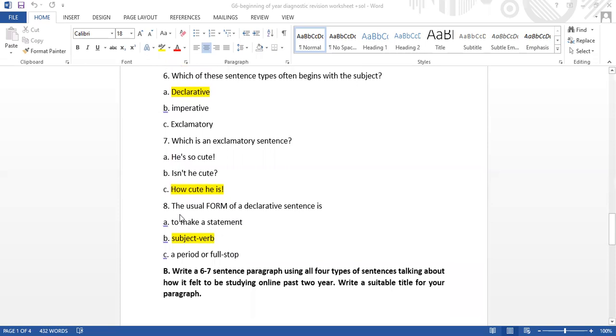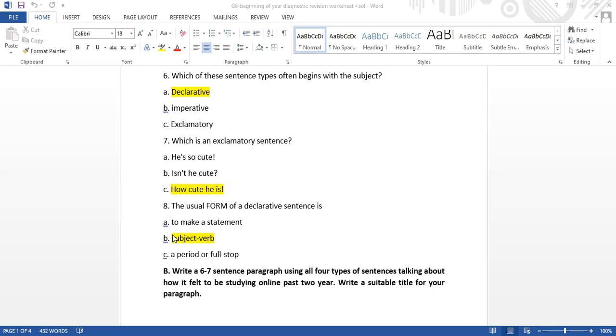Number 8, the usual form of a declarative sentence is: A, to make a statement; B, subject verb; or C, a period or full stop. What's the right answer? Remember in class, we said the form of the sentence means the structure. What does it start with? We said it starts with a subject and then a verb. That's why the form of a declarative sentence is subject verb.